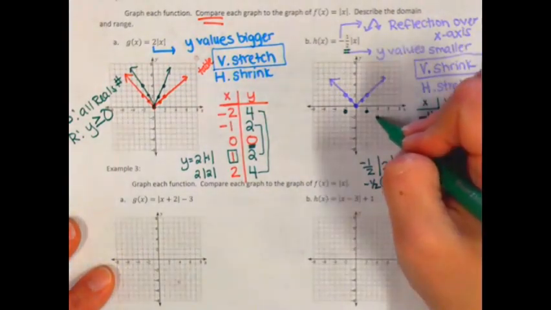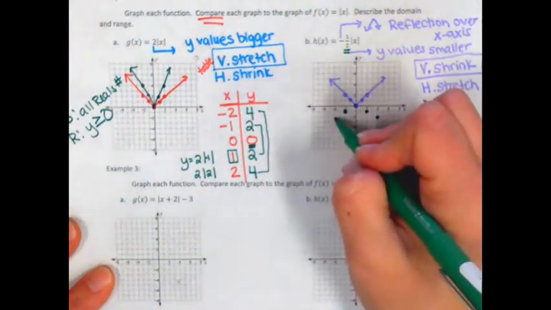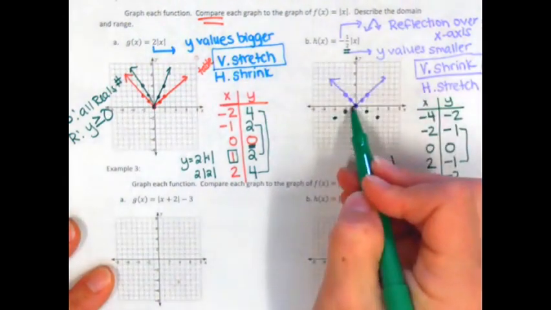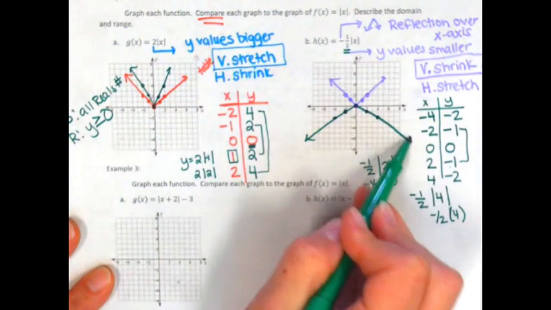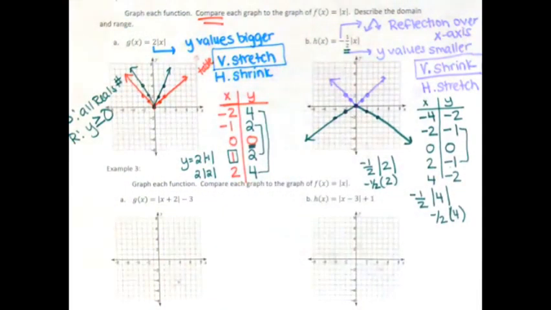So (4, -2) and (-4, -2). Now, do you see how this is, I know it's upside down, but do you see how it's actually wider? So vertically it got wider, so that's a shrink. Horizontally it got wider out, so horizontally it's stretched. Okay. All right, any questions with that so far?